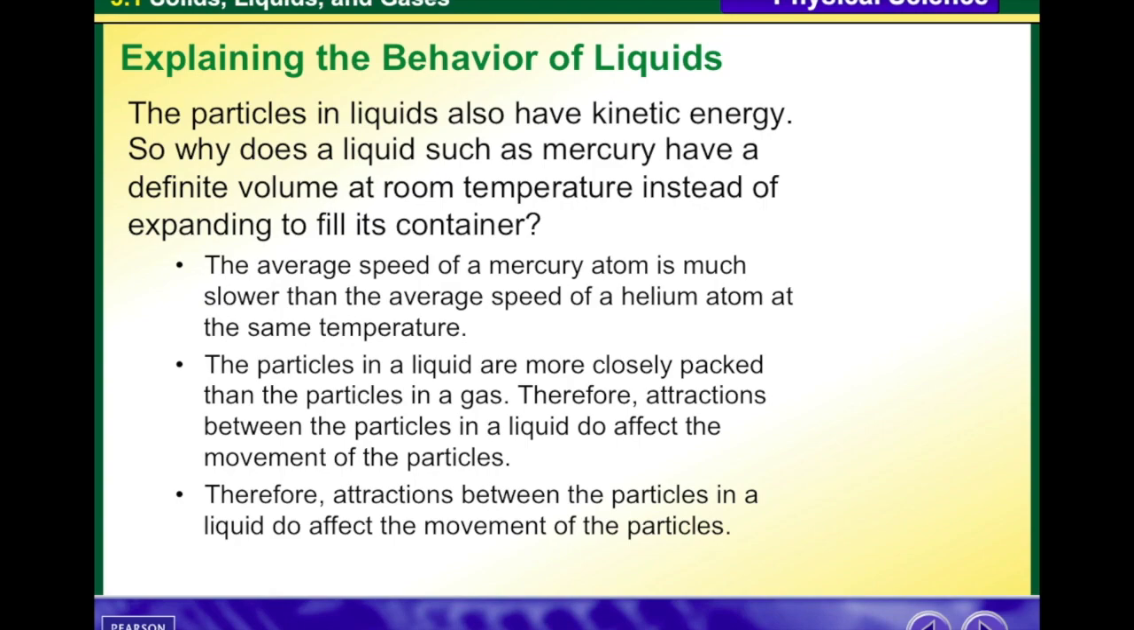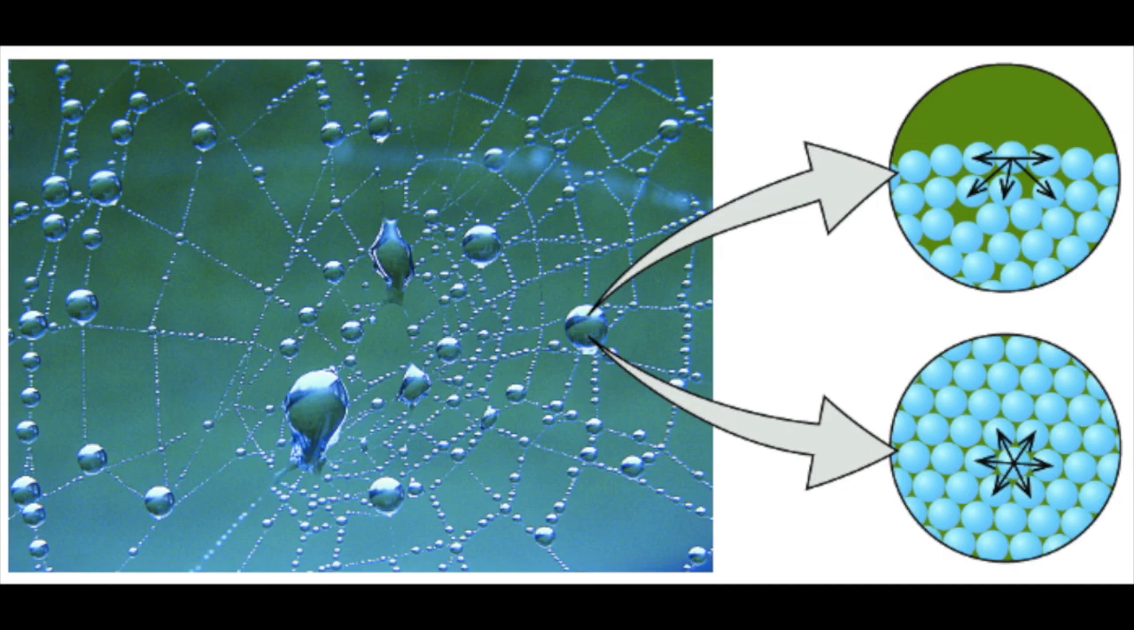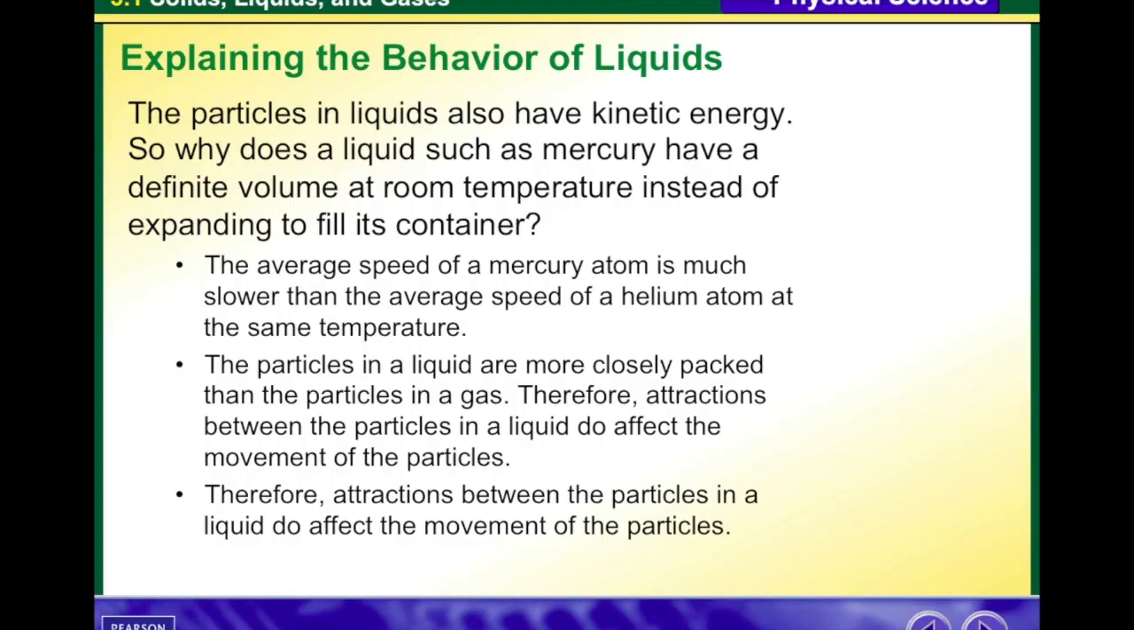The speed of the mercury atoms is much slower. They aren't moving fast. Much slower than the helium atoms at the same temperature. And so the particles in the liquid don't have as much energy, and they are closer together, and those particles being close together then have forces that stick them together. There are intermolecular forces, the cohesion between the particles, because the atoms are close enough to have those attractions. So the attractions between the particles in a liquid affect the movement of the particles, and it gives it a definite volume. It sticks the liquid together.